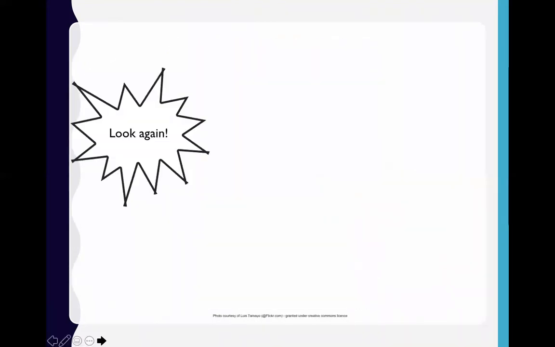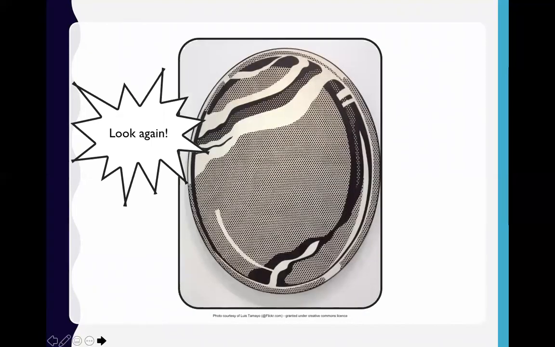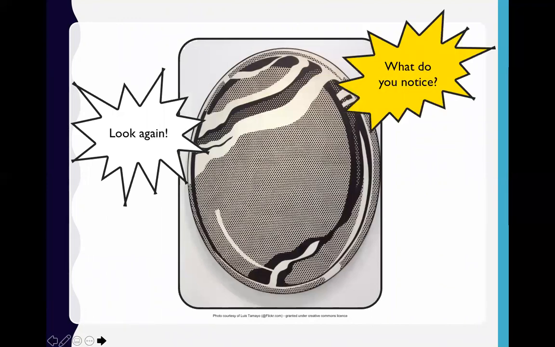Let's have a look. So we're going to have another look again, but this time let's see what's different. So what do you notice now? I have zoomed in on that image. What do you think it is? What do you notice that you didn't notice before? So this is actually a painting of a mirror in the style of a comic book strip.